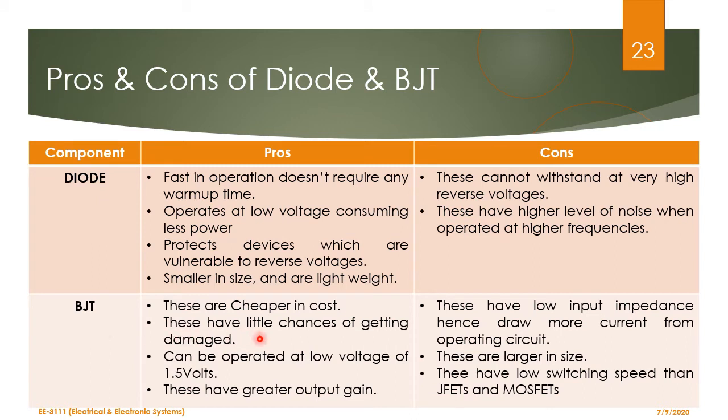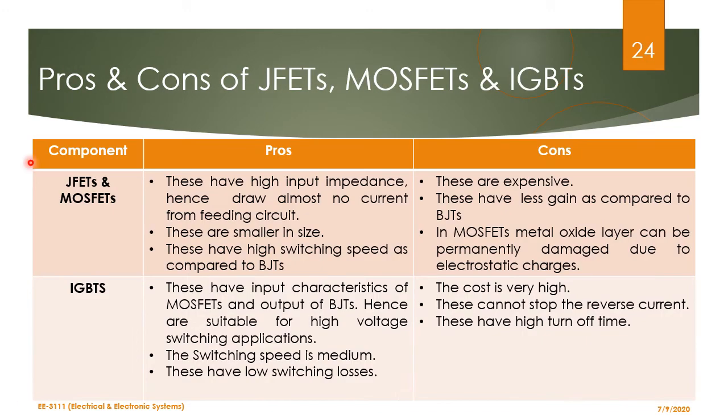While BJTs are cheaper in cost and have little chance of getting damaged, and these can operate at a low voltage of 1.5 volts, and have higher output gain, they have low input impedance, so they consume more current from the feeding circuit, and are larger in size with low switching speed compared to FETs and MOSFETs. FETs and MOSFETs have high input impedance, so they don't require any current from the feeding circuit, while being smaller in size and having higher switching speed than BJTs.